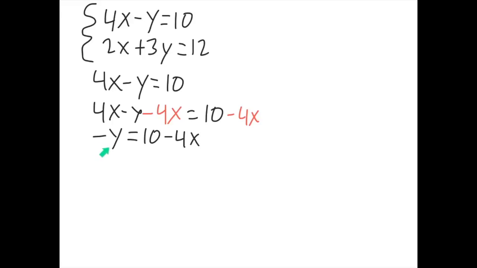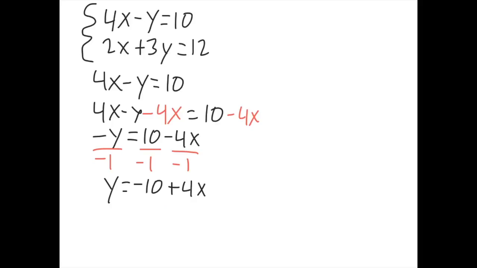Now, since we have the negative y here, we're not trying to solve for negative y, we're trying to solve for y. So to get rid of this negative, we have to divide everything in the equation by negative 1. So on the left side, the negatives cancel to leave y. On the right side, we've got negative 10 and then plus 4x, because the negative and the negative cancel out here. So the minus turns into a plus.